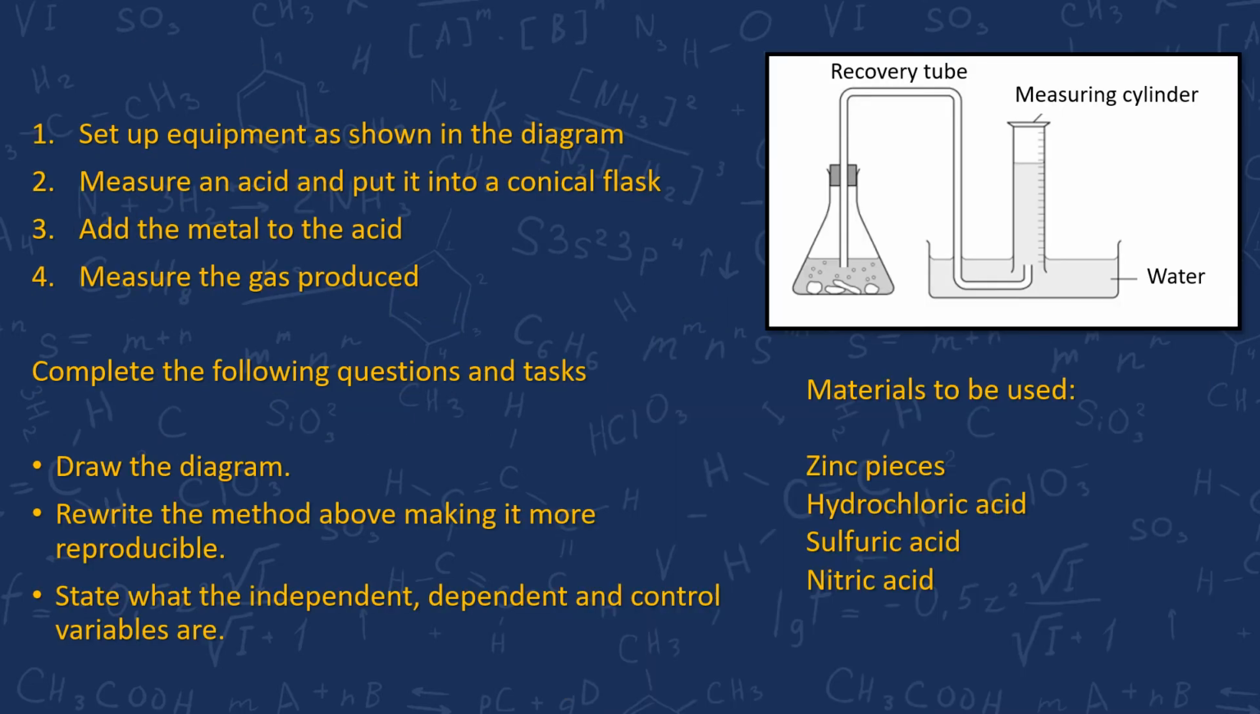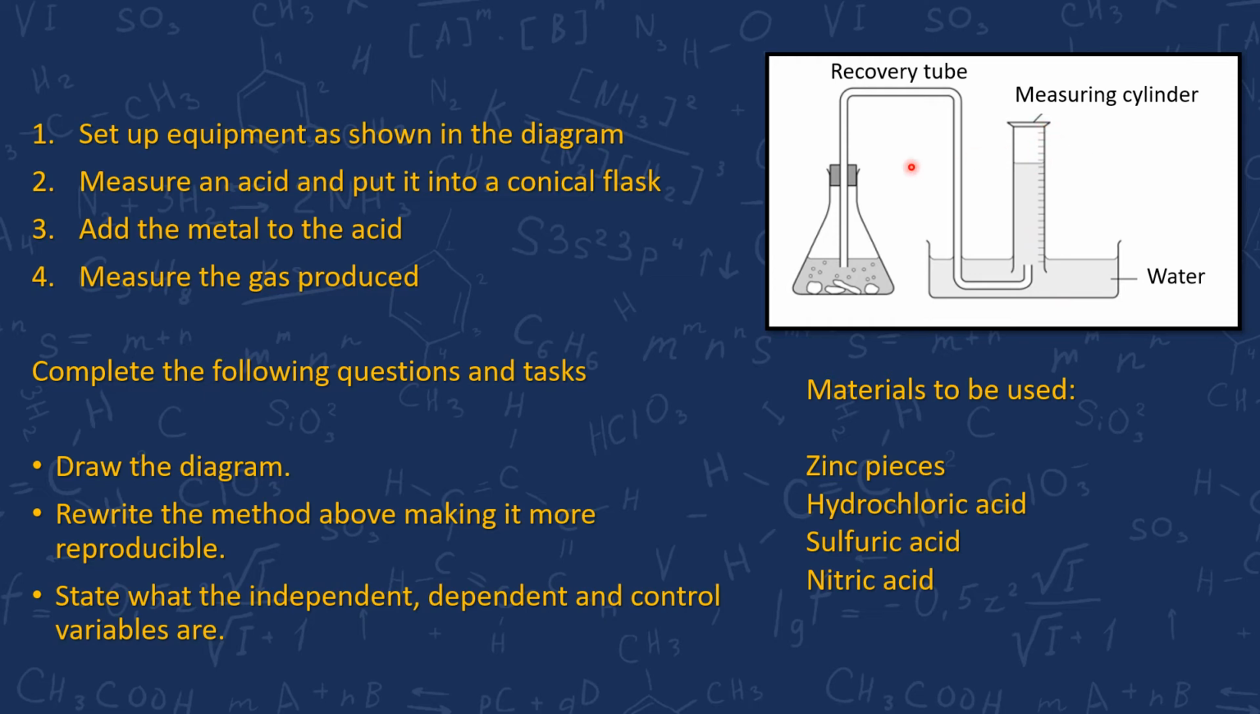Okay, so this is what we do at school. We have a conical flask with a bung at the top, and then we have a recovery tube. As the gas is produced, it will go up through this recovery tube and into a measuring cylinder. That measuring cylinder is full of water, and as the gas goes in, it pushes the water down, and we can measure how much gas is produced.